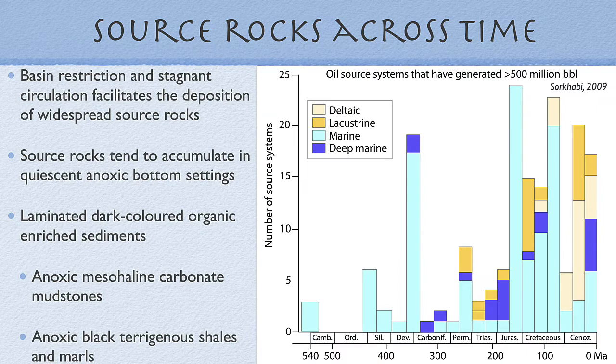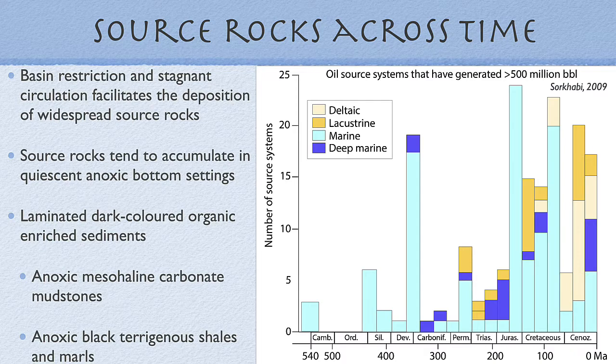If we look at the depositional associations within those accumulations, and here we're looking at oil source systems by definition that have generated more than 500 million barrels of oil, we can see that the marine dominates the majority of the world's source rock depositional settings across the Phanerozoic. There are also some deep marine anoxic settings, as well as lacustrine and deltaic settings. We're going to focus in on this marine association in mesohaline settings for source rocks. But I must emphasize at the start, this is not the only setting in which hydrocarbons can be generated.